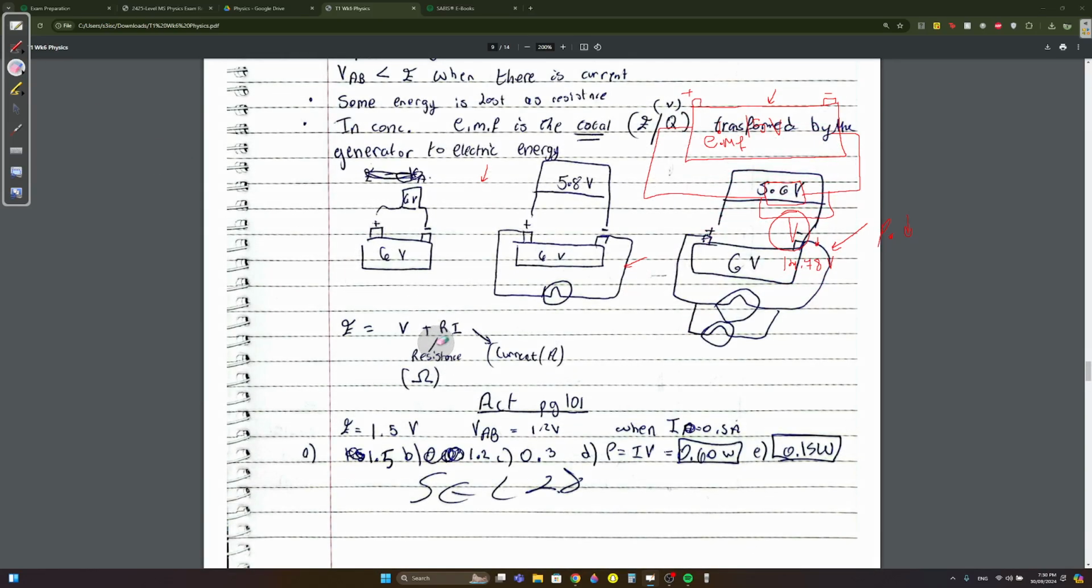This V plus RI, no need to know it. I think. Yeah, I don't think you need resistance for now.